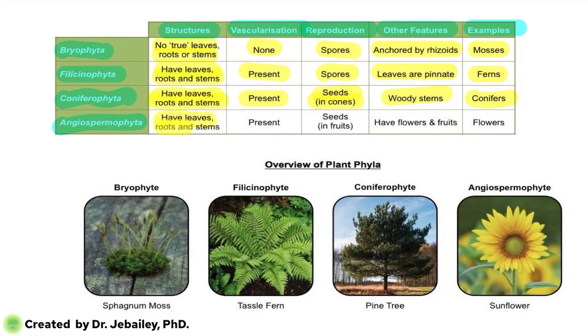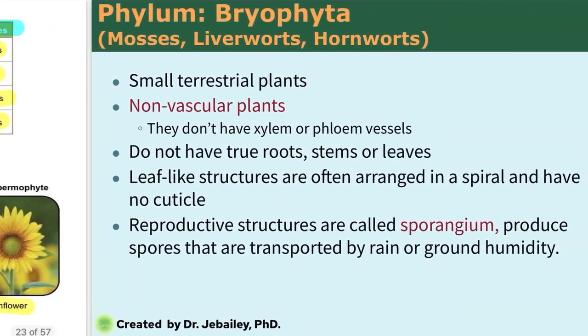Angiosperms, they have leaves, roots, and stem. They have vascularization. They have seeds, but these seeds are closed. They're closed inside the fruit. And they have flowers and fruits. And, of course, examples of flowers. So we have here examples like moss, fern, pine tree, and sunflower. You have to know examples for each one of them.